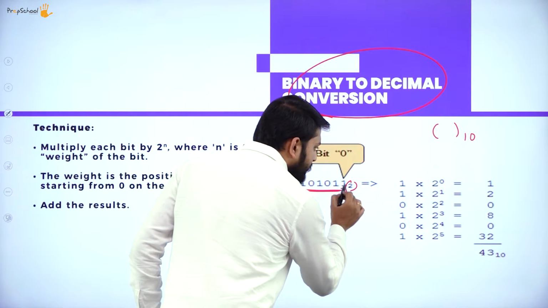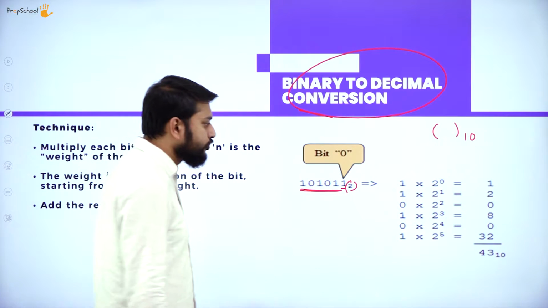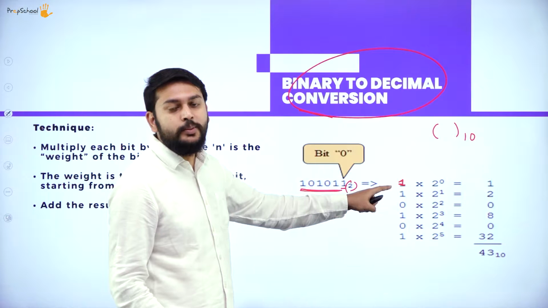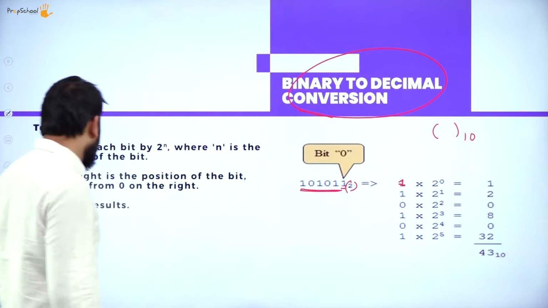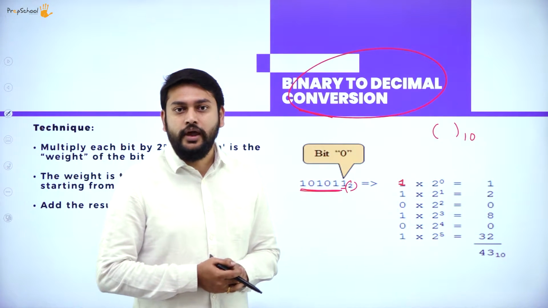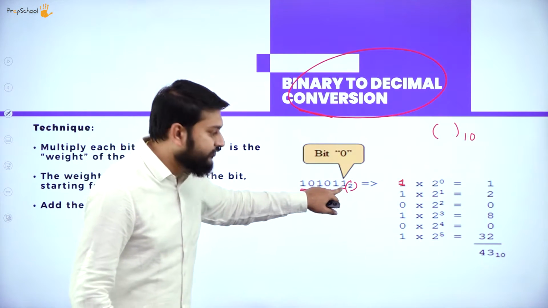I will start from here. What is the number I have? I have 1, so first I will write 1. That's what I've written here: 1 into. So I'll be starting from the LSB, the least significant bit. Please understand that I'll be starting from here.